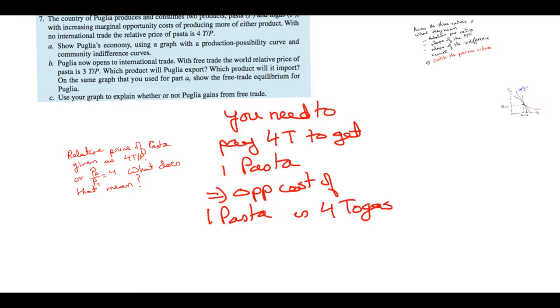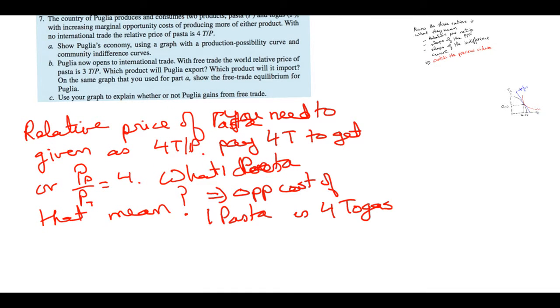And there was a lot of confusion about, we write PP over PT as 4, and some students were mistakenly thinking that you have to have 4 pastas for one toga. Now, what this tells us is how much we are paying for our good in the numerator in terms of our good in the denominator. So this is like the example that we've been talking about in class. Let's say you're paying somebody in terms of the Wendy's dollar menu, let's say Junior Frosties. How many Frosties would you need to pay for one pasta? In this case, we'd say 4.